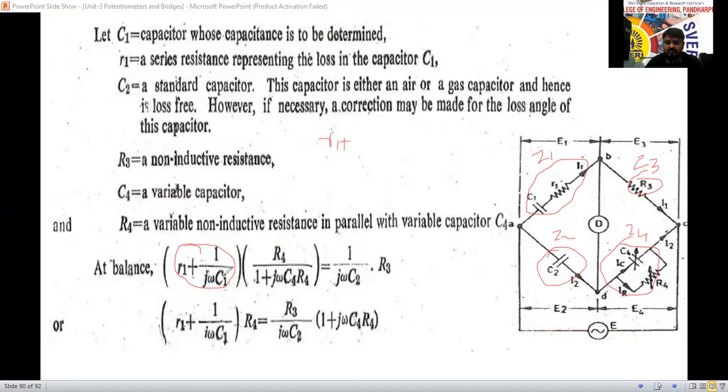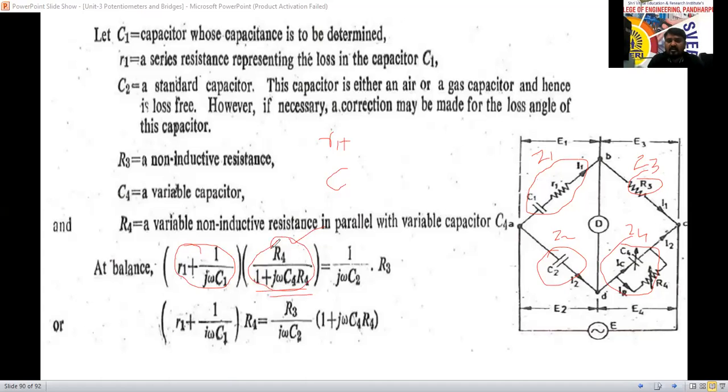Next, what about the Z4 formula? R4 divided by 1 plus j omega R4 C4. Already we have derived this one, but how do we have to consider this? R4 in parallel with 1 by j omega C4, that is R4 divided by R4 plus 1 by j omega C4. We derived this equation in the Maxwell inductance capacitance bridge. Same equations we have derived already.